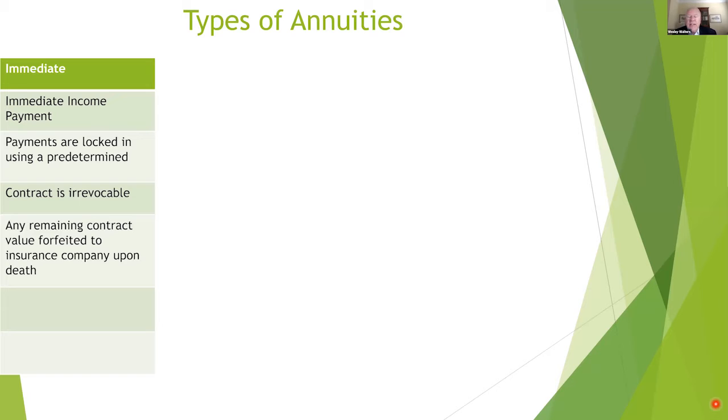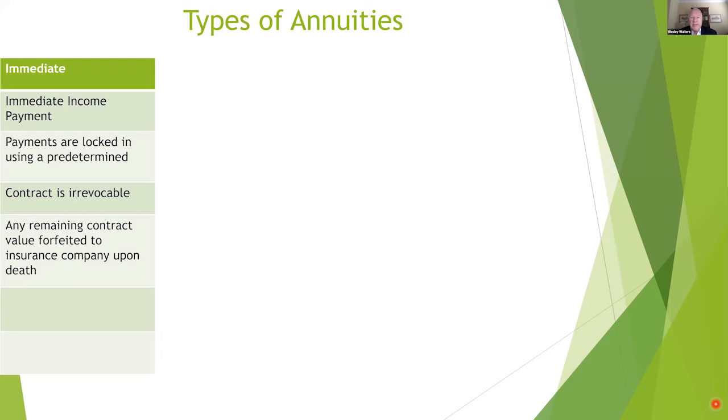So let's start with the immediate annuity. Here you are exchanging a lump sum of money and turning it into an income stream. The payments are predetermined. Once you start this, you cannot stop it. It is irrevocable. And any remaining contract value is forfeited to the insurance company. That statement right there is why I believe many people think annuities are bad.